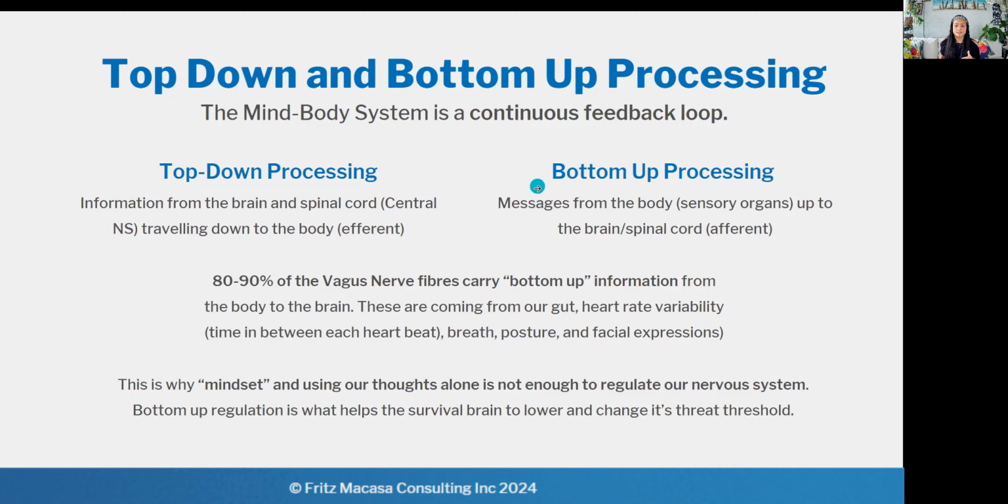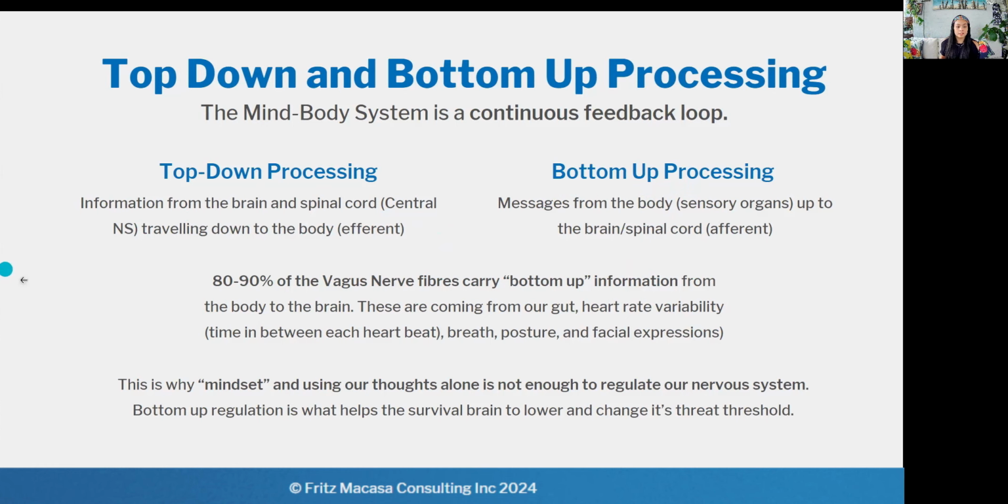And then bottom-up processing are messages from the body, from our sensory organs, from our visceral organs, such as our heart and gut and liver, kidneys, all of those messages from our organs, as well as our skeletal system and our sensory system. Those are called bottom-up processing. So whatever it is that we have in our sensory system that travels back up to the spinal cord.